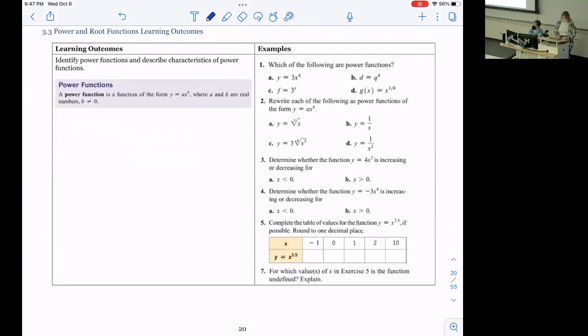All right, so 3.3 moves on to power and root functions. Power functions are those functions where we've got y equals a times x to the b, where a and b are real numbers. Does anybody have any questions over 1 through 7? Just getting our feet wet on those.